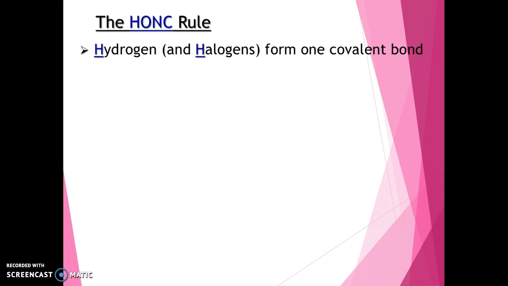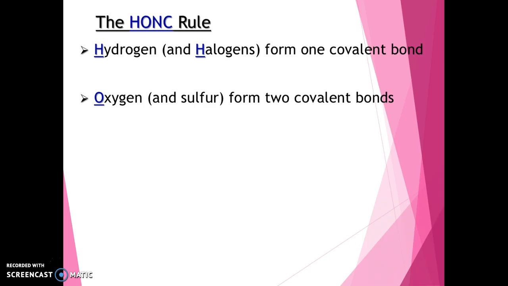So the NOC rule basically describes what's going to happen to hydrogen, oxygen, nitrogen, and carbon when bonding. Hydrogen and all of the halogens will form one covalent bond. Why? Hydrogen has one valence electron and wants two, so it has one place to bond. All the halogens have 7 valence electrons and want one more to complete their octet. So while hydrogen wants a duet and the halogens want an octet, both complete that by sharing one electron with another substance.